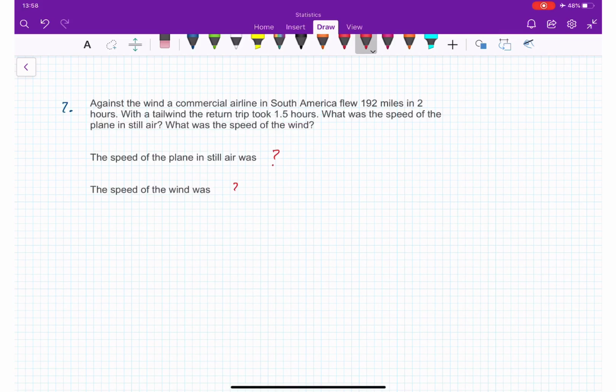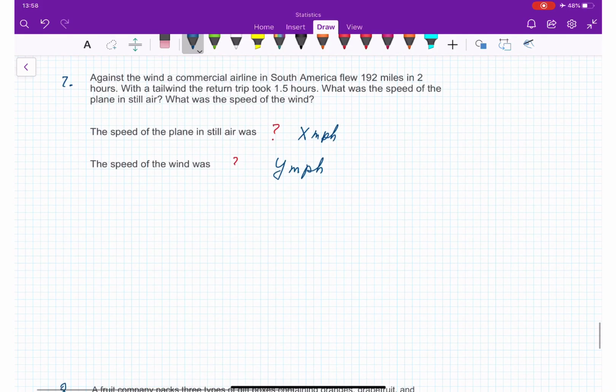Okay, we have 2 questions. The speed of the plane in still air. So I'm taking this. Remember, we're starting backwards. So it is gonna be x miles per hour. The speed of the wind, it's gonna be y miles per hour. Okay, so what do we have?